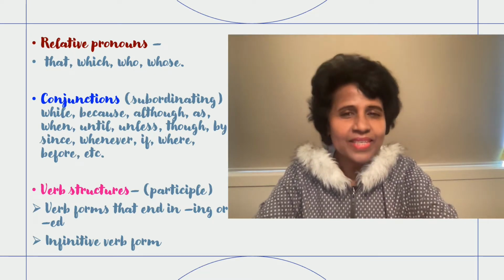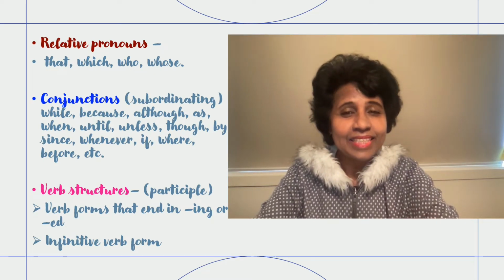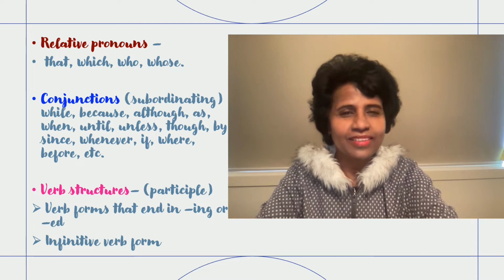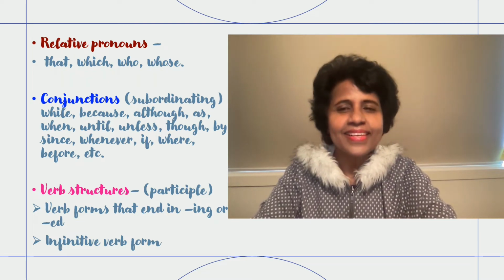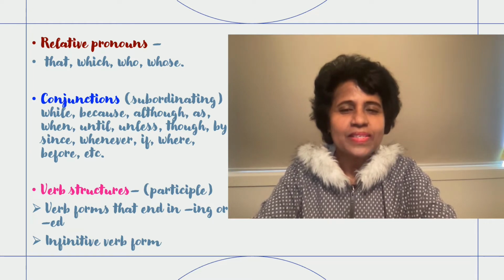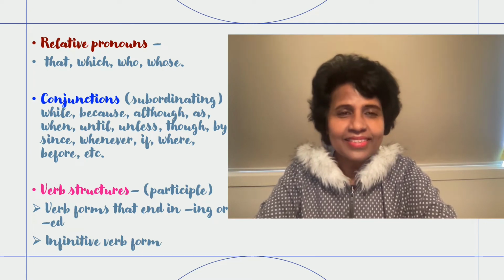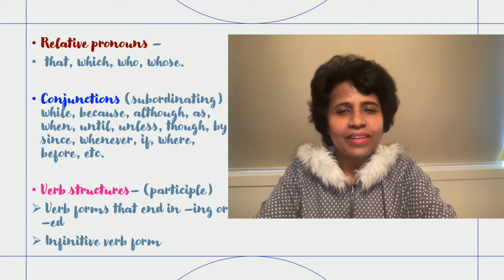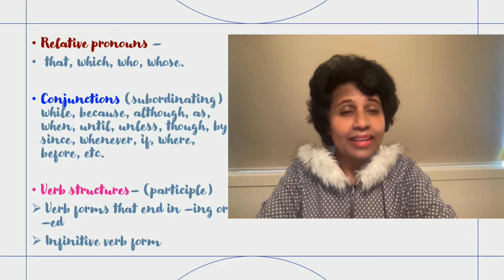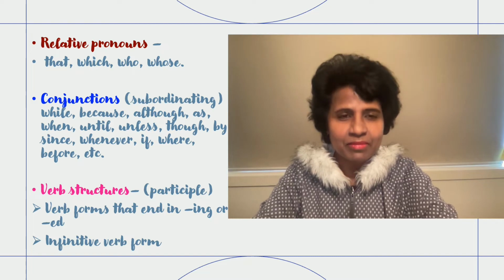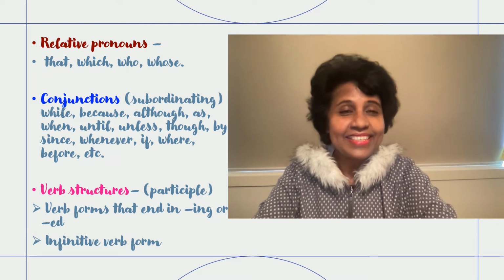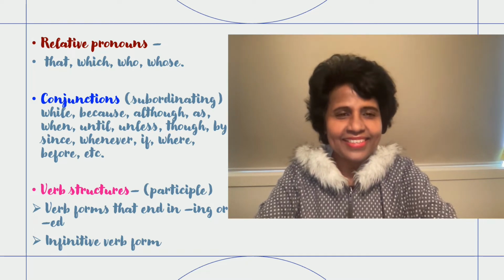Well, your next question must be about these external components we add to join these two clauses. There are three types of conjunctions. One is relative pronouns, next is subordinating conjunctions, and the other one is verb forms that end in ing or ed, or infinitive verb forms. We'll see it in detail for further clarification.